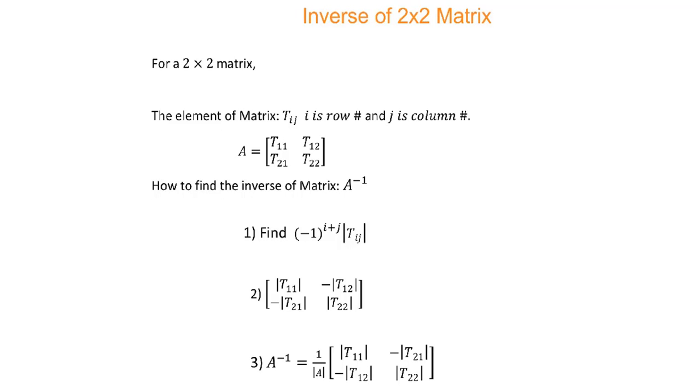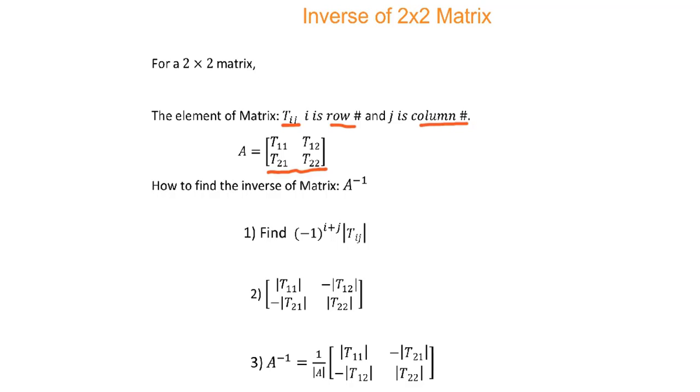Today's video is about the inverse of a 2 by 2 matrix and a 3 by 3 matrix. For a 2 by 2 matrix, elements can be written as a_ij, where i is the row number and j is the column number. So you get this. This is the general form for a matrix.